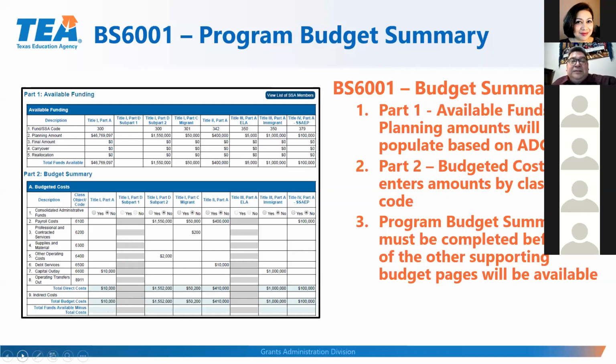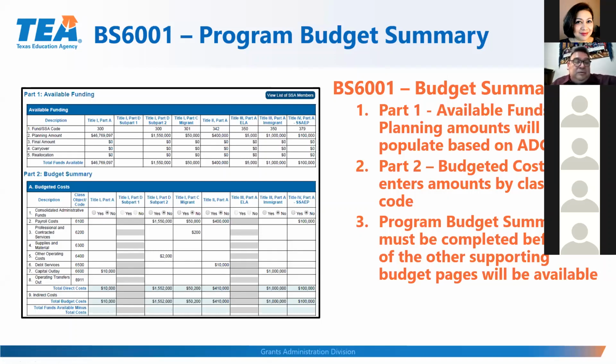their fiscal agent. To view that list, there's a little link to say view list of SSA members at the top. You click that and it'll show all the LEAs that said they want you to be their fiscal agent, and it'll show their planning amounts so you can verify who has submitted, who hasn't. And you can reach out to those that haven't completed it yet so that you can complete the application on their behalf.